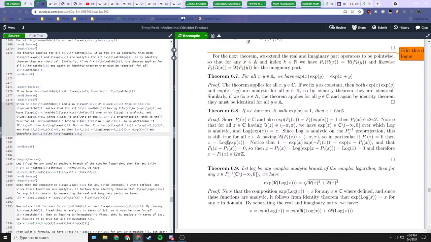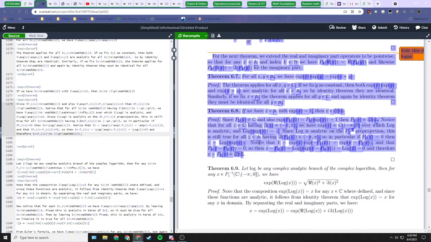On the first projection, because we just subtracted off the first component. If we just let z be x minus p1 of x, this is the log of exp of x minus p1 of x. But we already know that exp of x minus p1 of x right here is 1. So this thing is just log of 1, which is 0, and therefore x is equal to p1 of x. But we already found out p1 of x is in i2 pi z, and we're done. That's it. So that's kind of interesting.